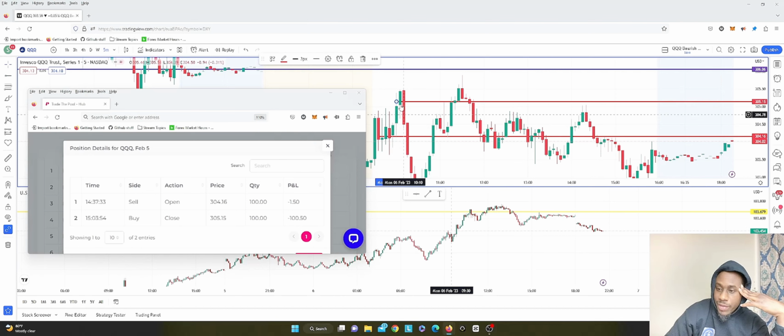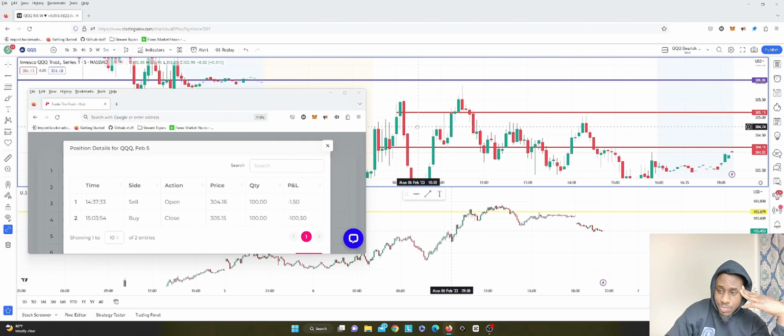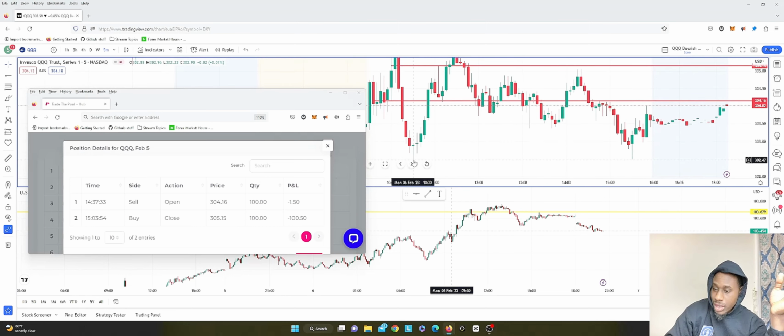So at 305.15, this is where I got wiped out for $100, $102 in full. So it hit out of this pretty fast. If I had my stop loss above here, 305.60, I could have taken this move down.